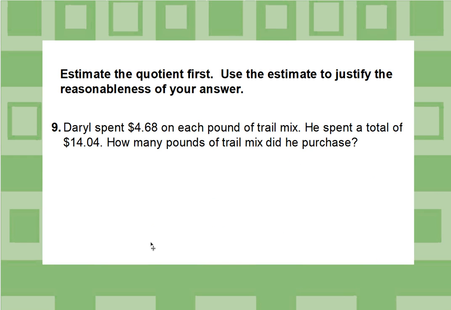All right, 2 more problems. Estimate the quotient first, then use the estimate to justify the reasonableness of your answer. It's got to make sense, guys. So Daryl spent $4.68 on each pound of trail mix. He spent a total of $14.04. How many pounds of trail mix did he purchase? So if this is our total and this is how much each one was, we're essentially saying how many of these can go into our total.